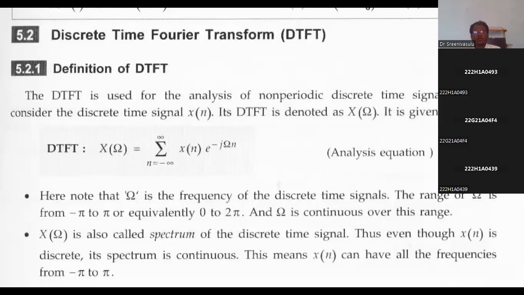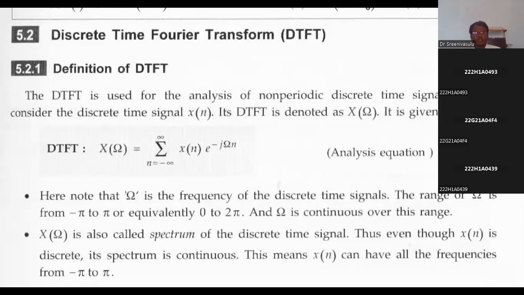My sincere request is that in this book he follows a different notation for omega, but whatever omega we used in continuous time Fourier transform, you better follow that omega. Otherwise, for E and F sections, you may follow this omega, because for the C and D sections the topic is already over, so they can follow the general omega. So that is the formula of discrete time Fourier transform.